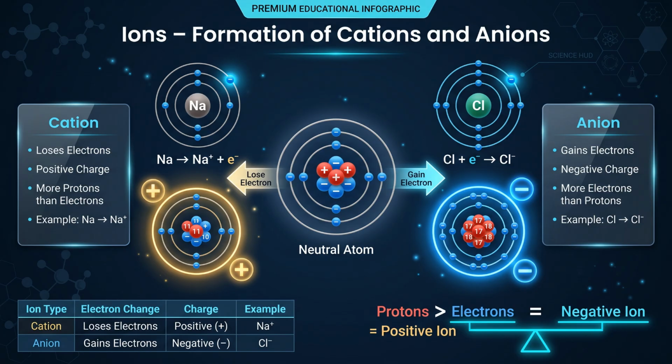Neutral atom: number of protons equals number of electrons, net charge zero. Cation: loses electrons, protons greater than electrons, positive charge. Anion: gains electrons, electrons greater than protons, negative charge.